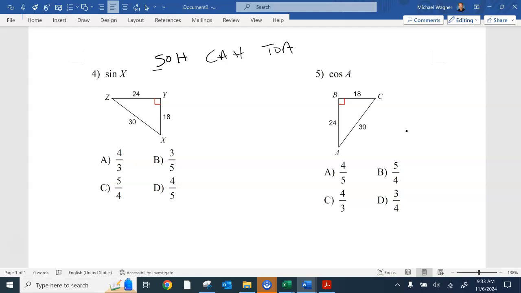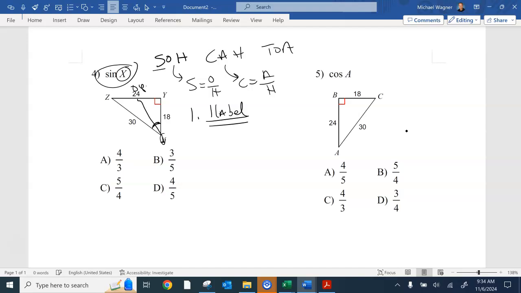And again, it always remains sine is equal to opposite over hypotenuse, right? That's what this means. Okay, so we're looking for sine x. That's our angle. So step number 1, angle x, where is it? Well, here's x, so that would be angle x. Let's label. Step number 1, label. So x is right here. So what is the opposite of x? It's going to be 24.